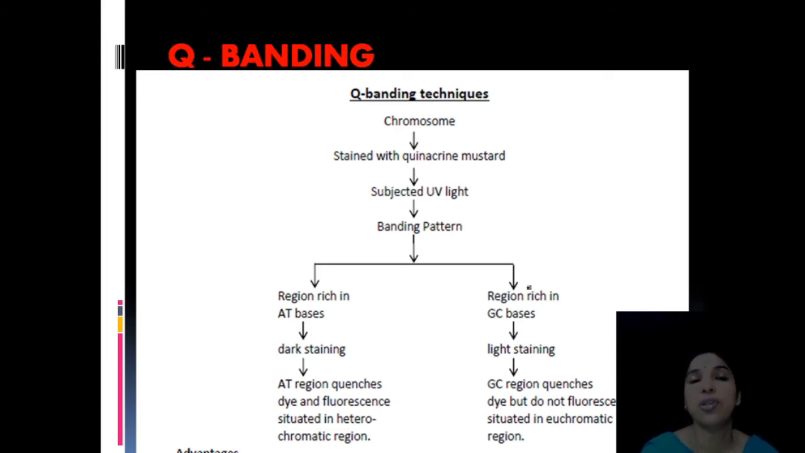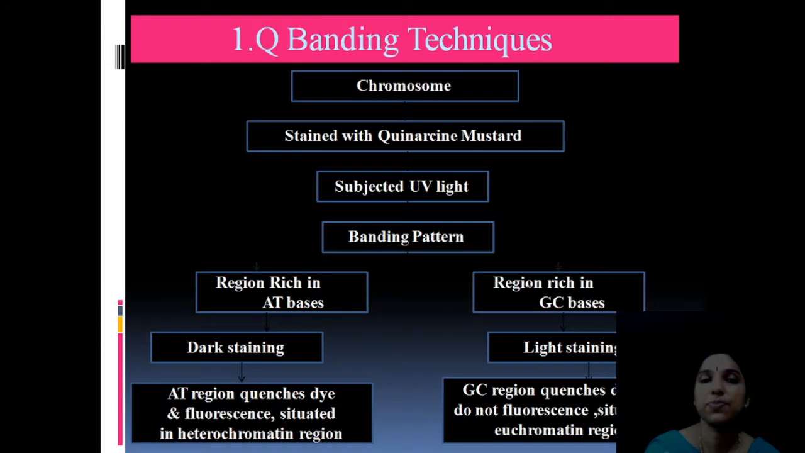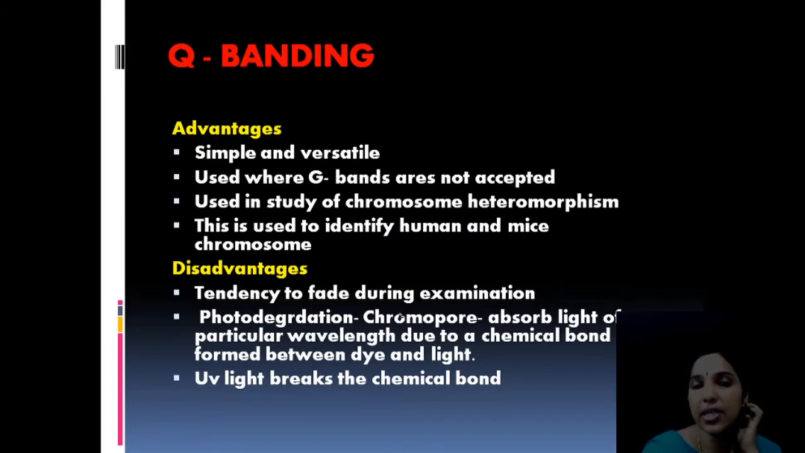So differentiate between G banding and Q banding techniques. See, stained with quinacrine mustard, UV light, banding pattern, and both types, light staining and dark staining. Clear? Okay. Now advantages. It's a simple and versatile technique, and very easily you can apply it to all types of chromosomes. You can use Q banding where G banding is not accepted. And also you can use this technique to study chromosome heteromorphism and also identify human and mice chromosomes. Okay, then what are the disadvantages?